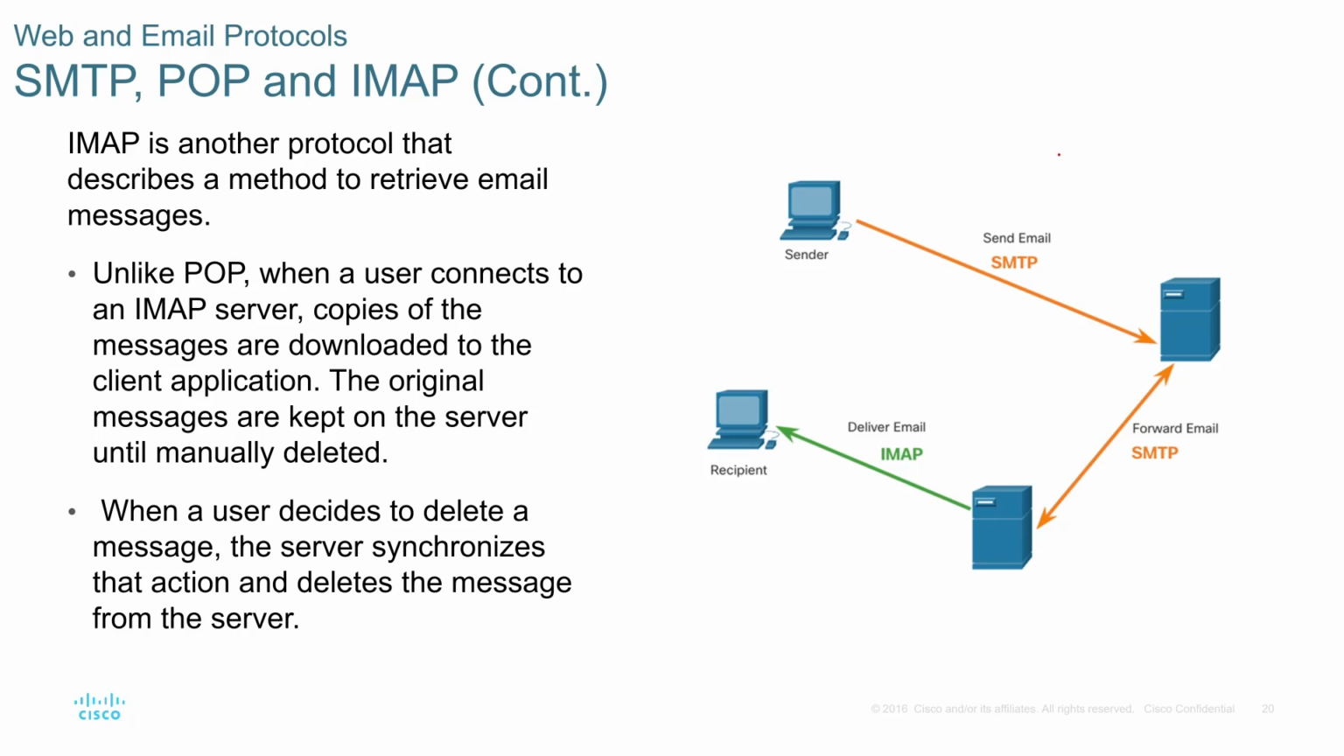IMAP is the second protocol that we talked about as far as downloading mail. Unlike POP, when the user connects to an IMAP server, copies of the messages are downloaded. These go into the client application. The original messages, although, are kept on the server until they are manually deleted. When a user decides to delete a message, the server synchronizes that action and deletes the message from the server.